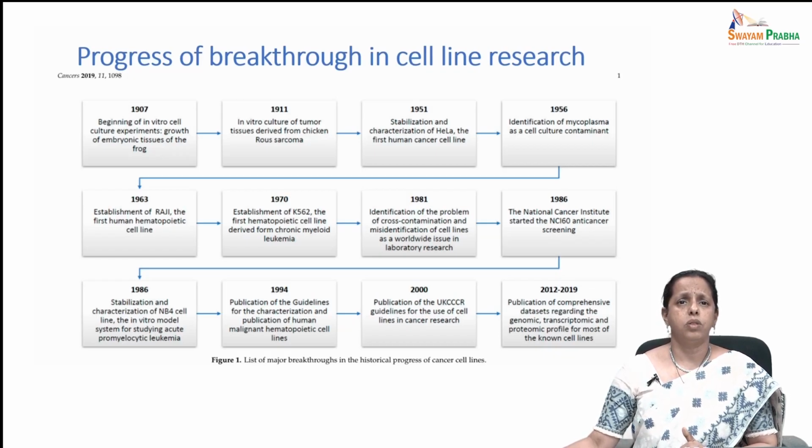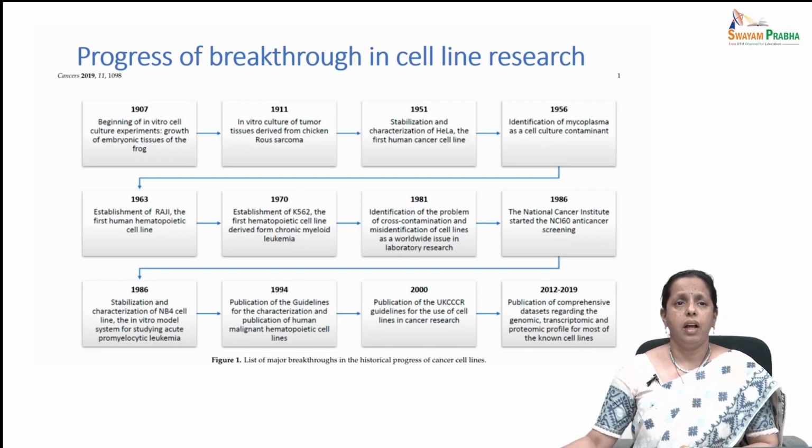And from then onwards, this particular cell line is a landmark: the HeLa cell line, the first human cancer cell line, from a cervical cancer patient called Henrietta Lacks, was established in 1951. And then, as cell line work progressed, they identified mycoplasma, which could be a key contaminant in cell culture processes.